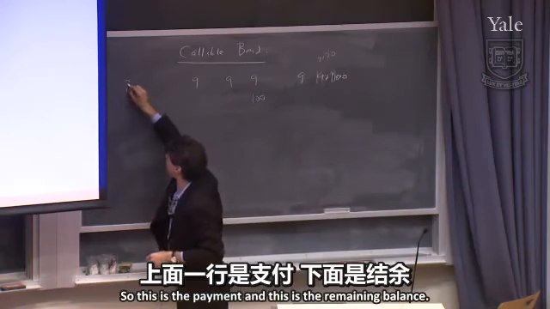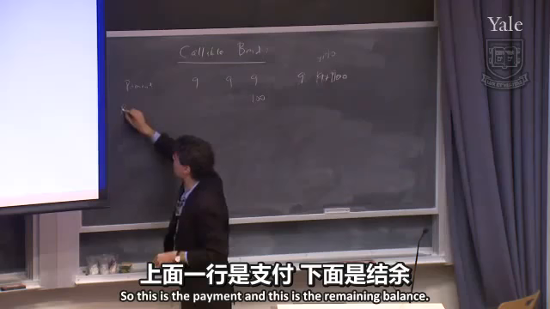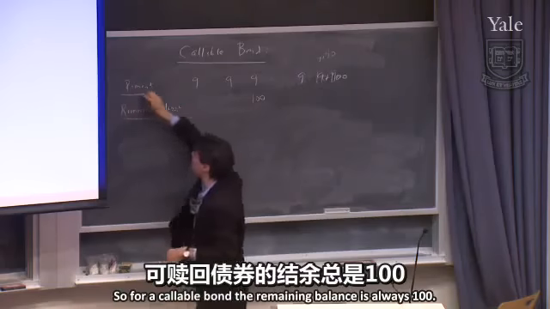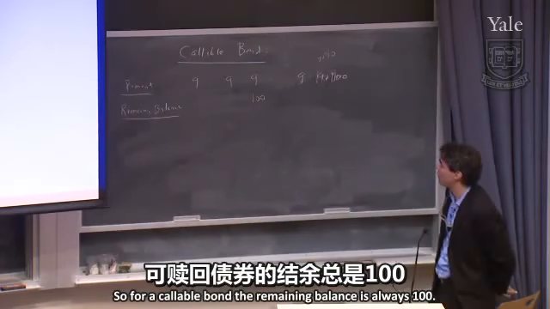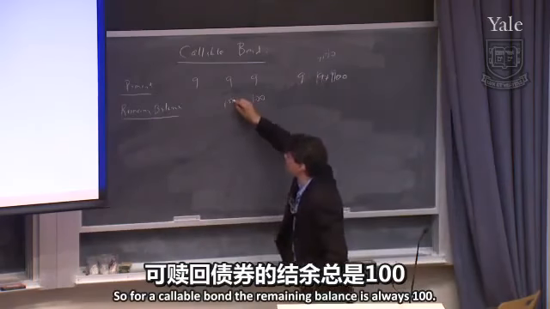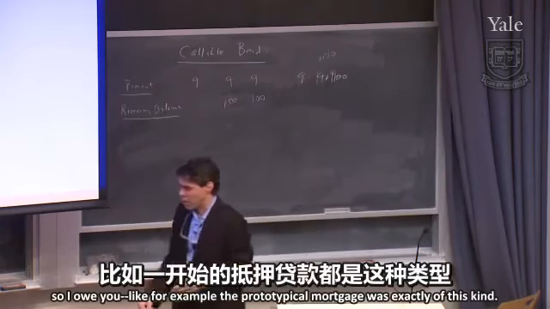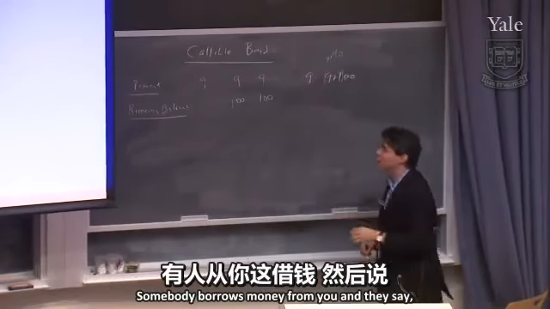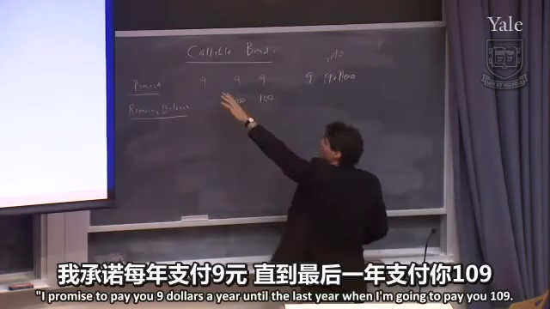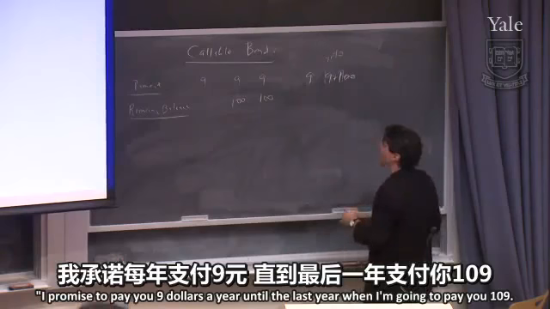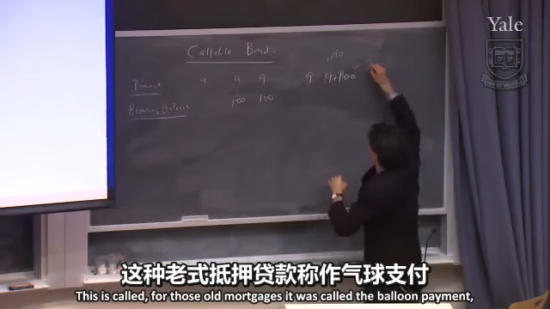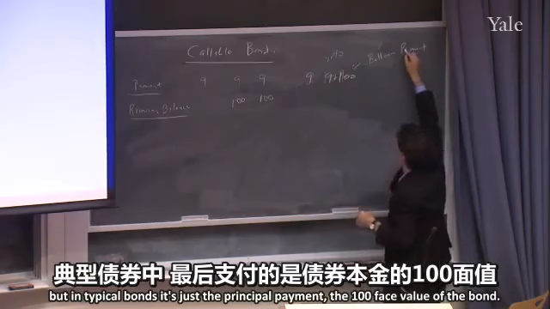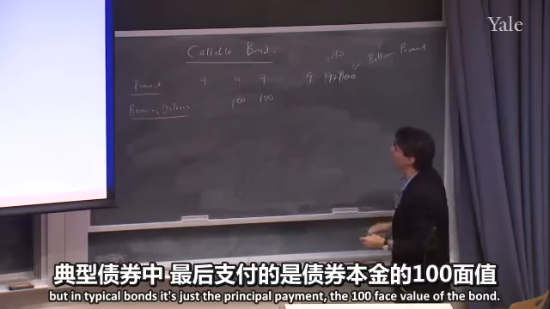So this is the payment, and this is the remaining balance. For a callable bond, the remaining balance is always 100. The prototypical mortgage was exactly of this kind. Somebody borrows money from you and says, I promise to pay you $9 a year until the last year when I'm going to pay you 109. For those old mortgages, this was called the balloon payment. But in typical bonds, it's just the principal payment, the 100 face value of the bond.